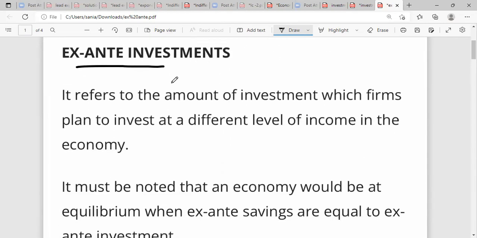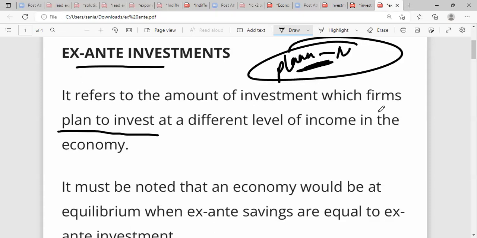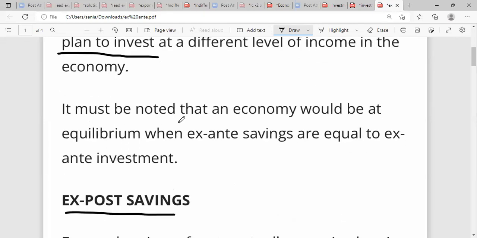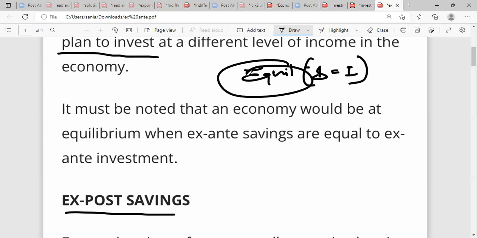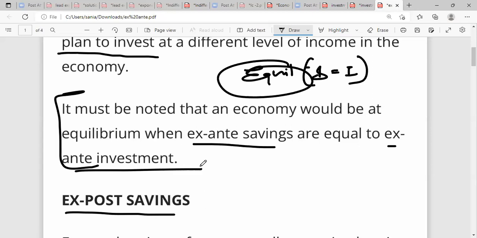Now coming to ex ante investment, it refers to the amount of investment which firms plan to make. Here you are planning that next month I will be investing this much or that much. Firms, basically industries, plan to invest at different levels of income in the economy. It must be noted that an economy would be at equilibrium when ex ante savings are equal to ex ante investment. That point is your equilibrium point. Clear?